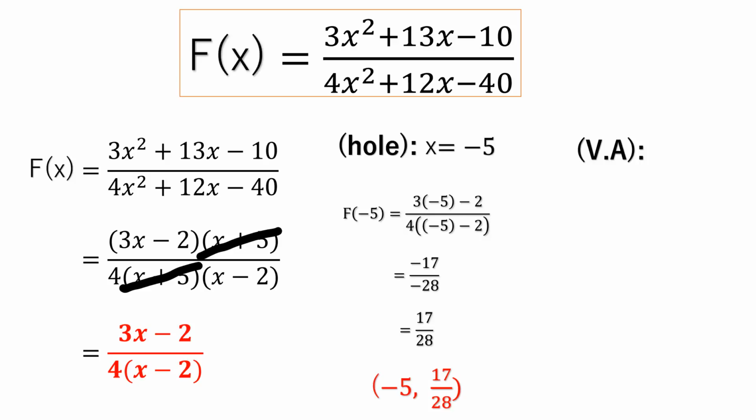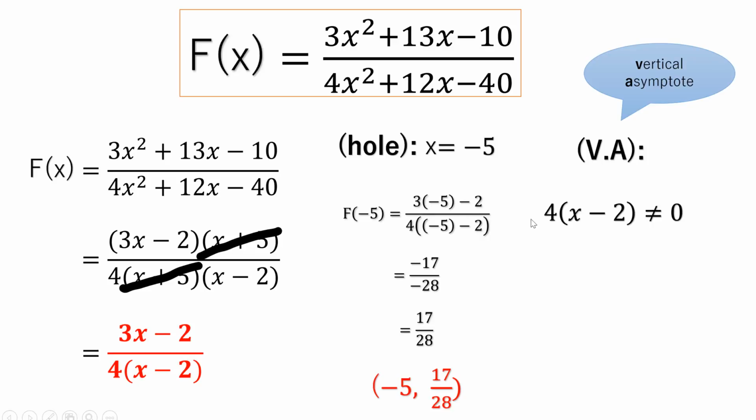So B point A, this is vertical asymptotes. When you solve it, you have to focus on the denominator. Denominator must not be 0. So you can write down 4 times (x - 2) unequal to 0. So after you solve, you can know x unequal to 2. So vertical asymptote is x equals 2.